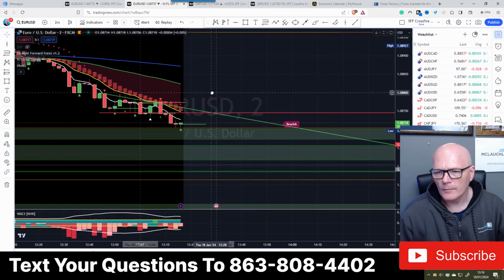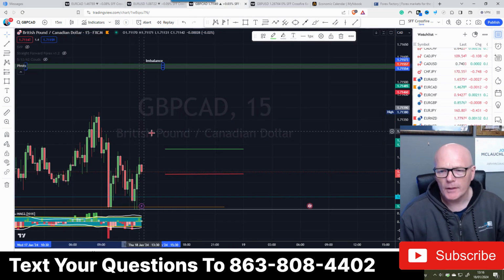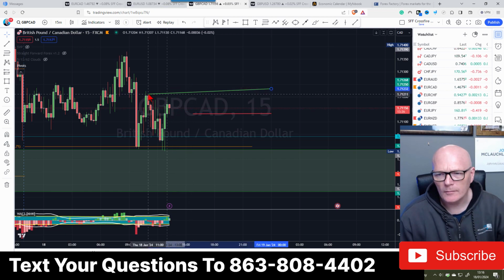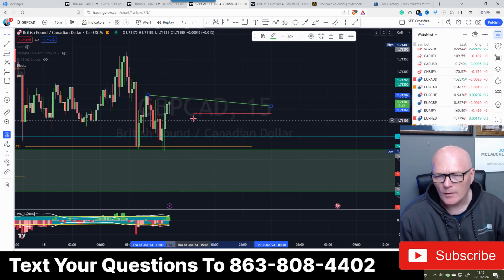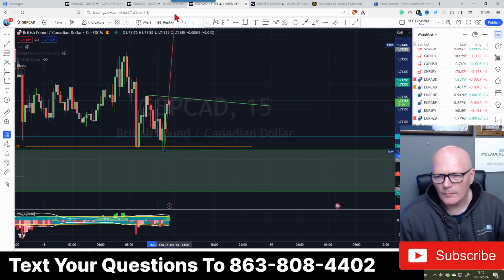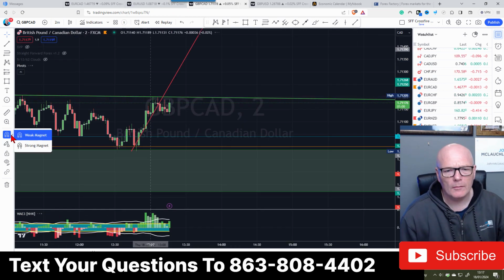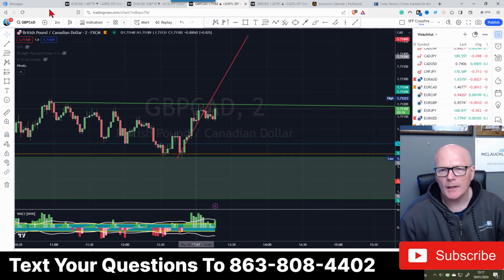There we go. Okay, it's doing the same thing. GBP CAD. The higher high, I'm going to put on that red candle there. Magnet tool on. The lower low is the one next to it. Very steep trend line, but that's where it is. 2 minutes time frame, magnet tool off, and indicators back on.